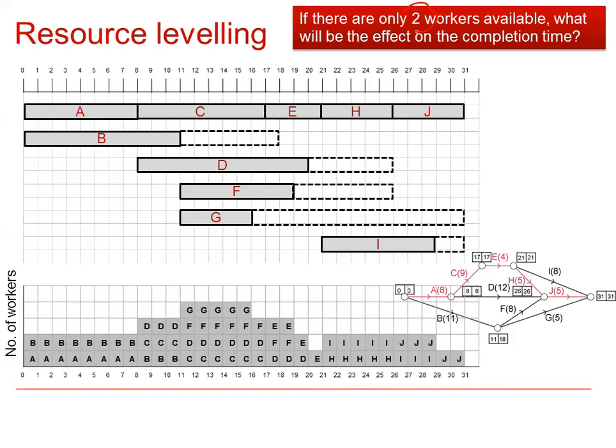So what if there are only 2 workers available? What will be the effect on the completion time? If we look at our resource histogram and level it off at 2, we can see that there are 1, 2, 3, 4, 5, 6, 7, 8, 9, 10, 11, 12, 13, 14, 15, 16 worker days that need to be reallocated, and there are only 1, 2, 3 free spaces available.